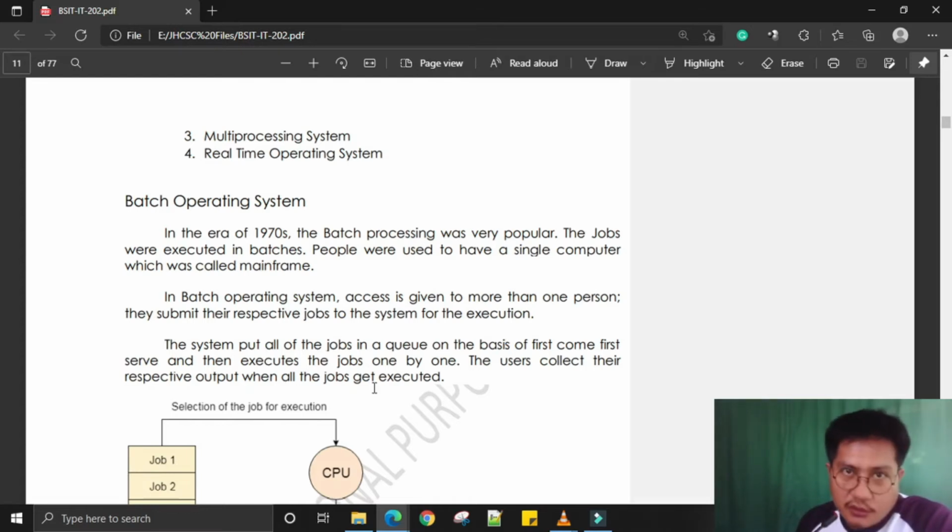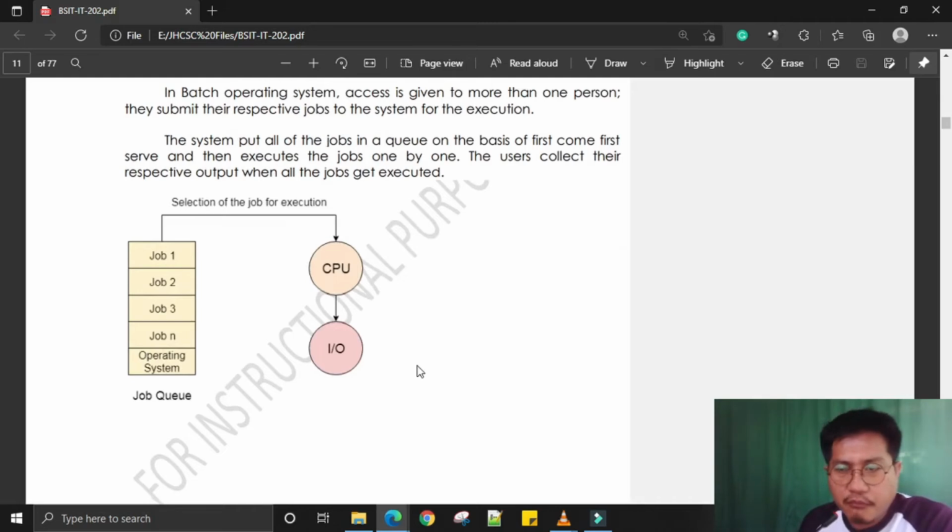So here we have a diagram of batch processing. In the operating system, the jobs are queued, job 1, 2, 3, and up to the last job, and then they will be processed one by one, and all the results will be produced by batch. So jobs come in batch, jobs are processed on a first come first serve basis, and job outputs will be released in a batch.